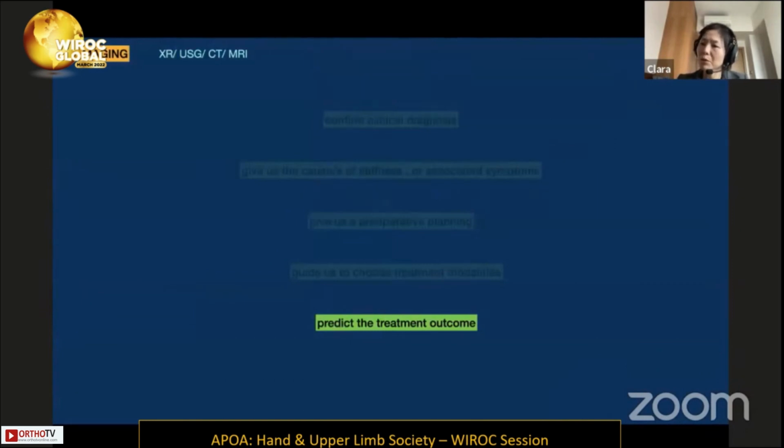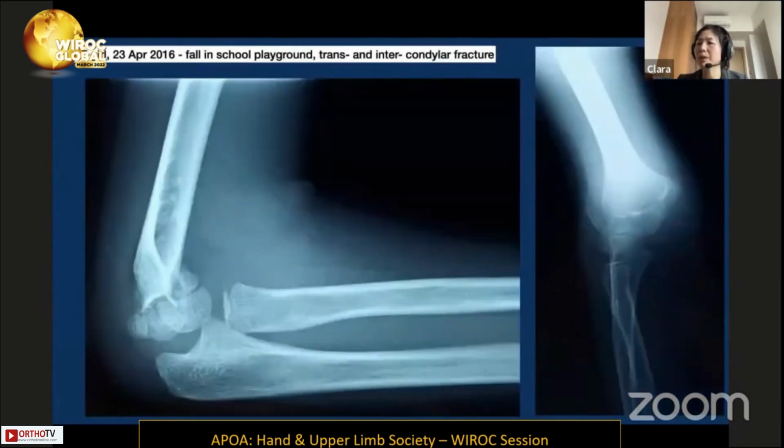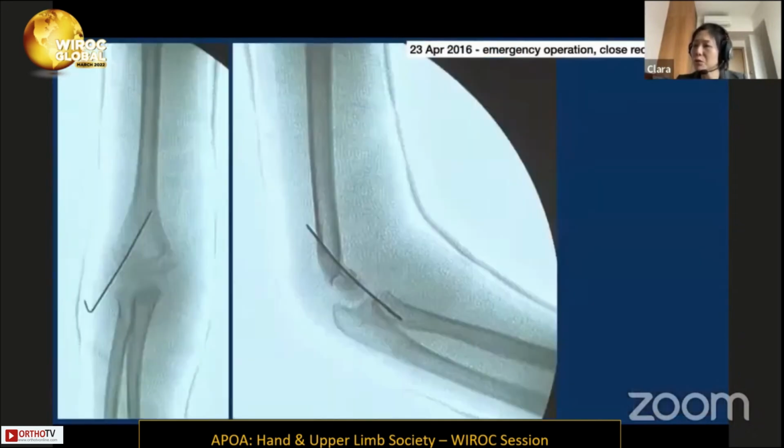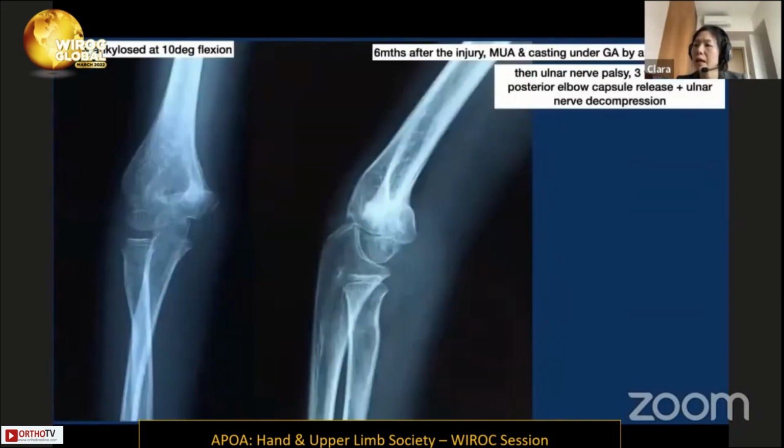Imaging is also helpful to predict the treatment outcome. So this is a 10-year-old girl with a distal humerus fracture with a trans and intercondylar fracture fragment. Unfortunately, the fracture was not reduced properly. You can see the fragment was too much anterior angulated. The patient then had persistent elbow stiffness, unable to bend the elbow beyond 10 degrees.